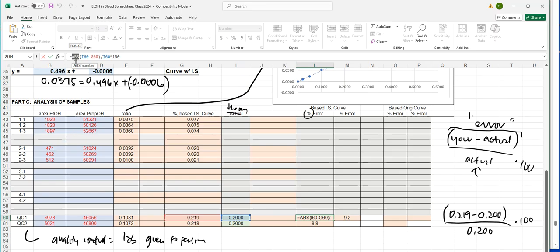So we're going to do the absolute value of the differences. You can see the blue and the red. I clicked 0.219 minus 0.200, and I put parentheses around that. Then we divided by what it should have been, so 0.2000. Then we multiplied, so times 100. When I keyed that into Excel, it gave me 9.6. So 9.6 for that one and 8.8 for that one. It looks like that's how that's going to wash out.